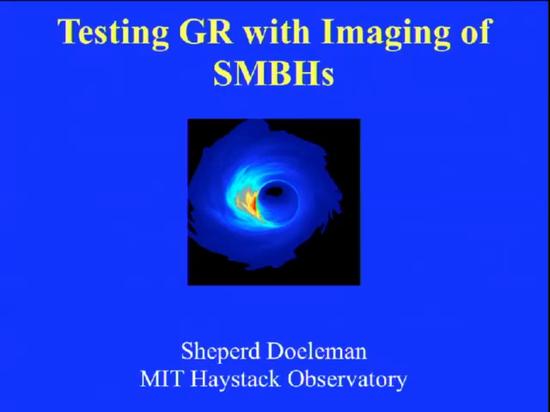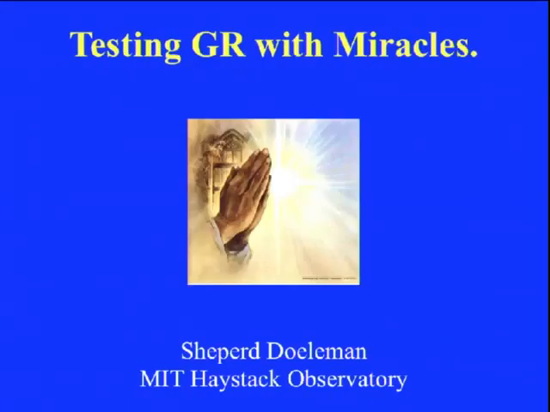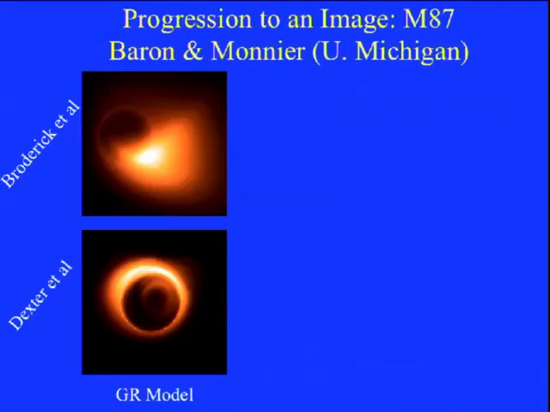Now recently I was asked to give a talk, and the organizers of the meeting said, here's your title. I wasn't given a choice, right? They said, tell us about testing general relativity with imaging of supermassive black holes. And of course, nobody has ever imaged a supermassive black hole. So I said, well, this might as well be the title. Let's just test it with miracles. How about that, you know? They didn't like that title, so I went back to the first title. But imaging is not that far off.